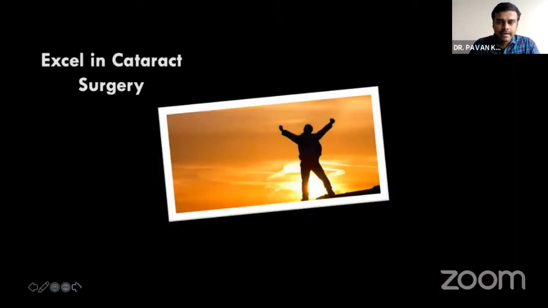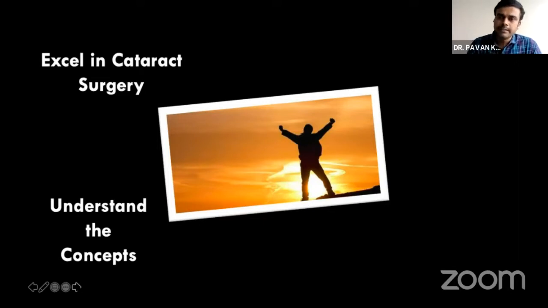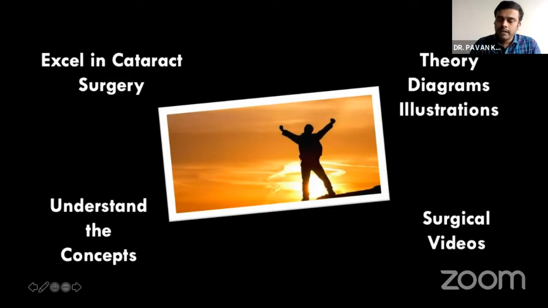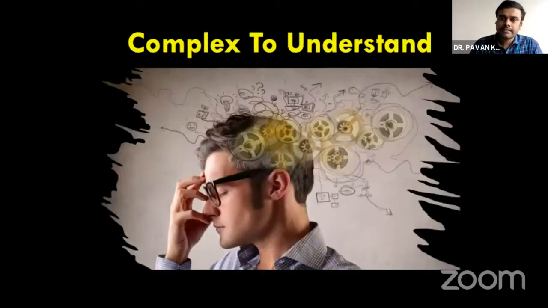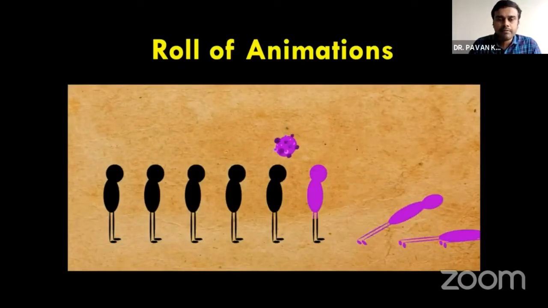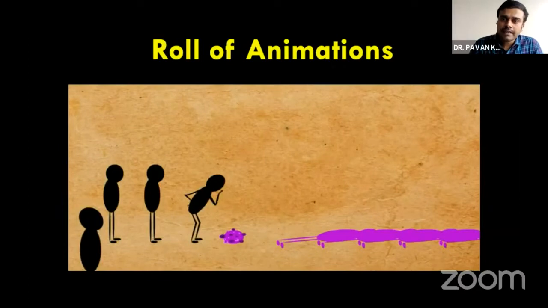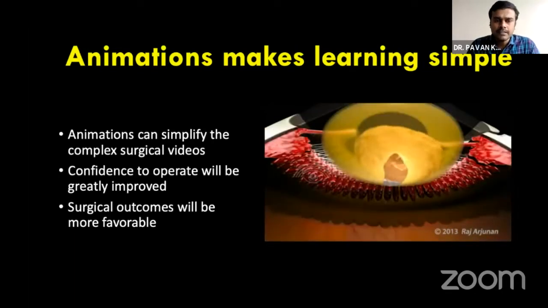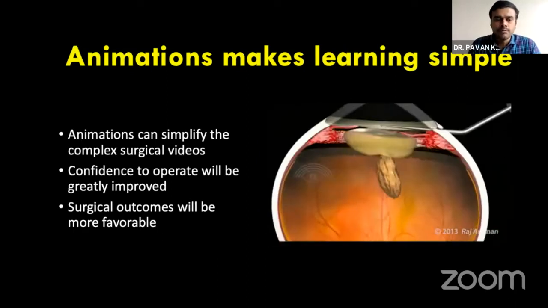As all of us know, to excel in cataract surgery, we need to understand the concepts and the basics of cataract surgery steps. And we have so much theory, material, diagrams, and illustrations to understand all these surgical steps. At the same time, we have surgical videos. However, in certain situations, there can be some complexity in understanding some surgical steps, where the animation comes into play. As all of us know, animation can simplify the concept and the viewer can easily understand. So animation gives the surgeon the confidence to understand and then operate, performance will be greatly improved, and surgical outcomes will also be more favorable.